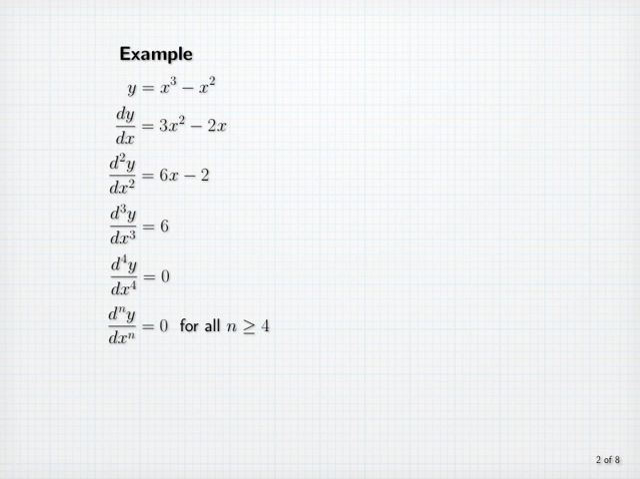This is typical of a polynomial. For an nth degree polynomial, all derivatives of order n plus 1 or higher will be 0.